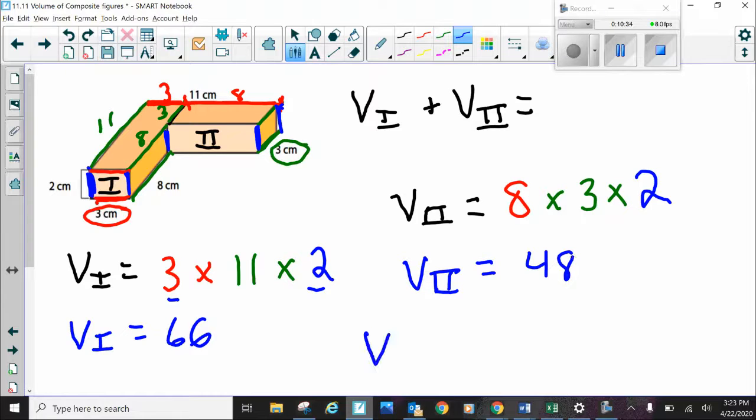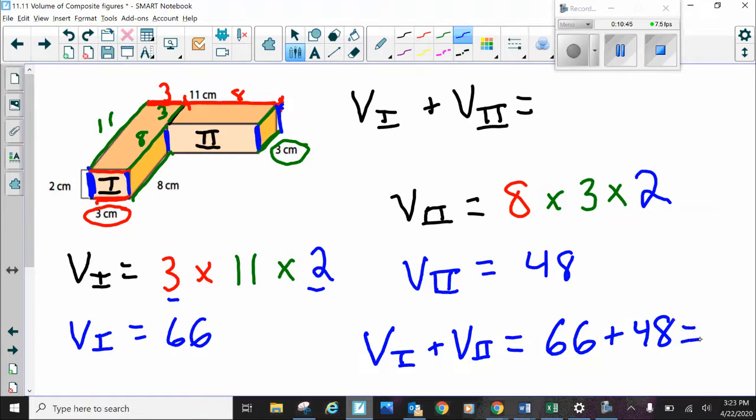Last step, volume of 1 plus volume of 2 gives me the volume of the composite figure, 66 plus 48. Add those two together, and I get 114 cubic, well, what are my units? They're centimeters, cubic centimeters.